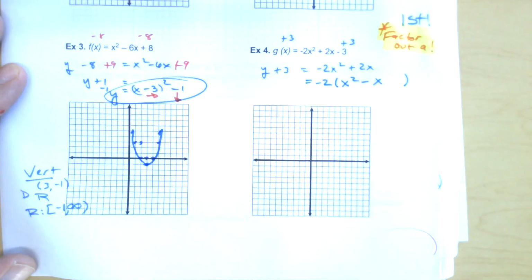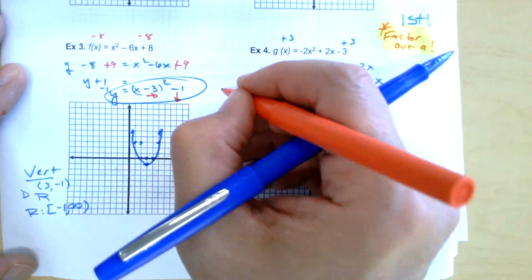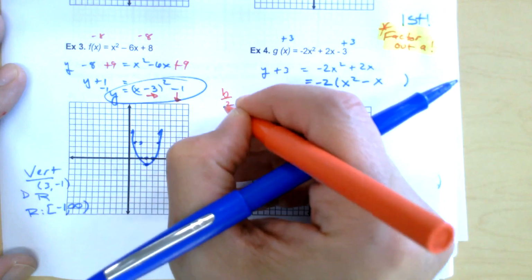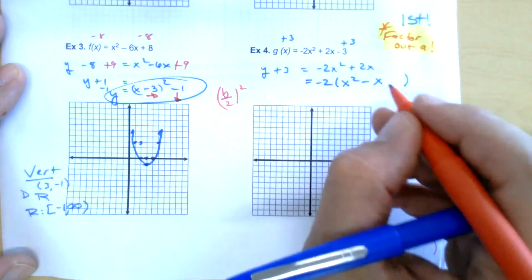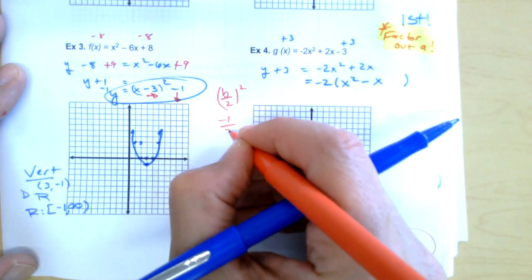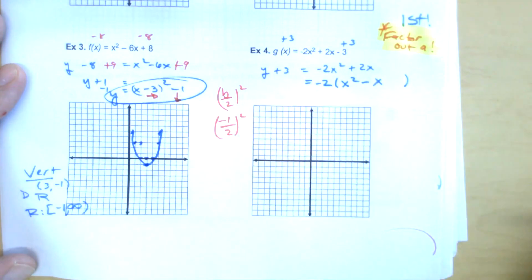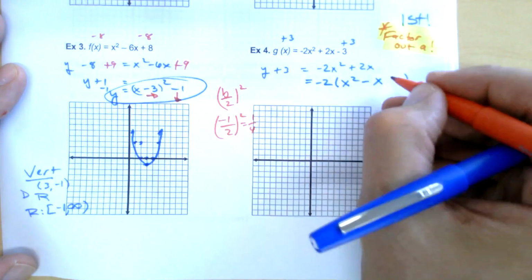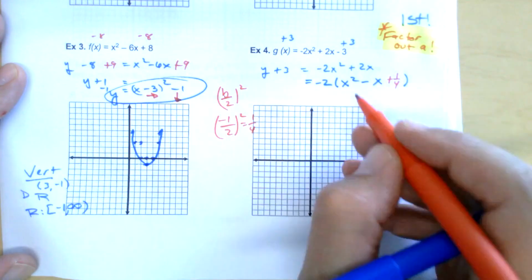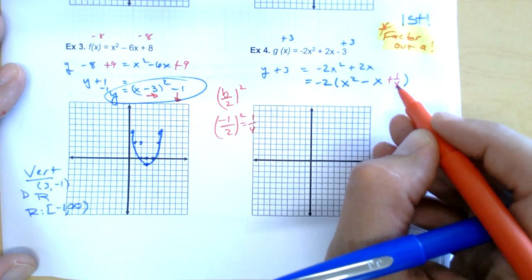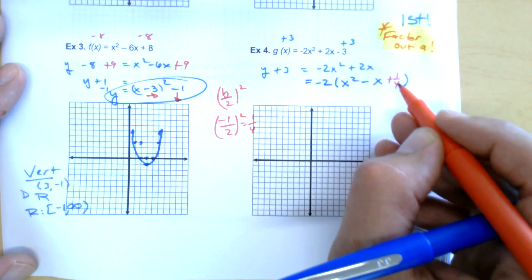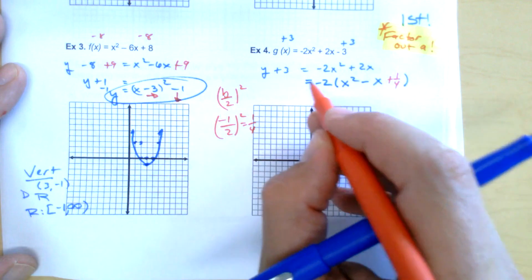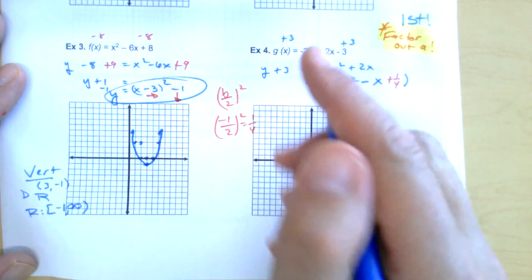Now I'm ready to complete the square. Now I'm ready to take my b, divide by 2, and square it. So over here, I take -1, I divide by 2, and square it. Well, -1 squared is 1, and 2 squared is 4, so I'm going to add 1/4 here. Now notice where I'm putting that. I'm putting that on the inside of my parentheses.